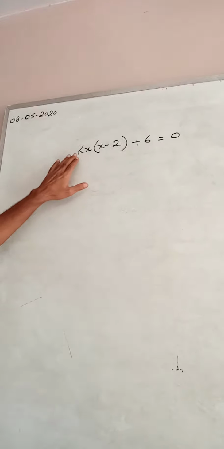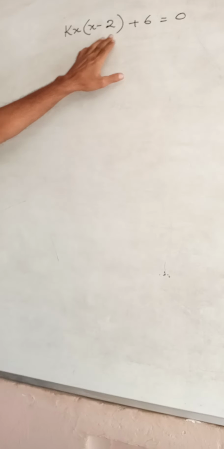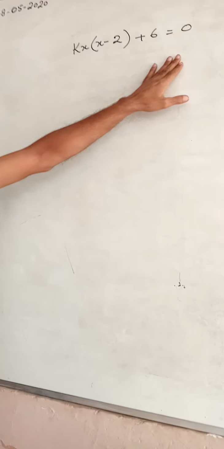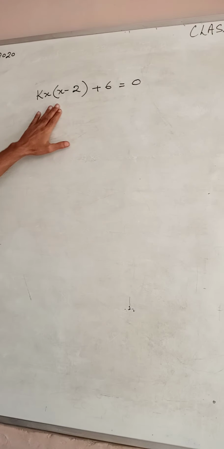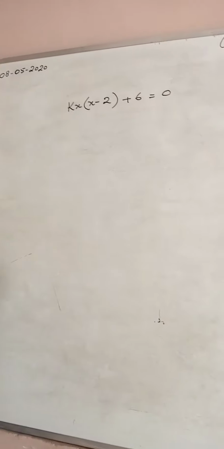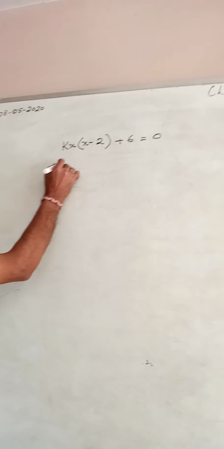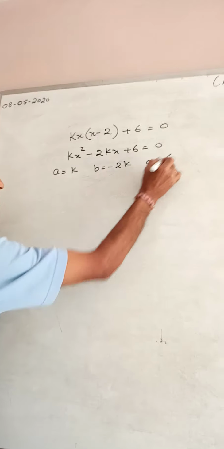Let's take the second type of question. We have been given an equation kx in bracket x minus 2 plus 6 equals 0. We need to find the value of k, and it is given to me that it has real and equal roots. Children, first we need to open the bracket and change it into proper form, meaning I get kx square minus 2kx plus 6 is 0. a is k, b is minus 2k, and c is 6.